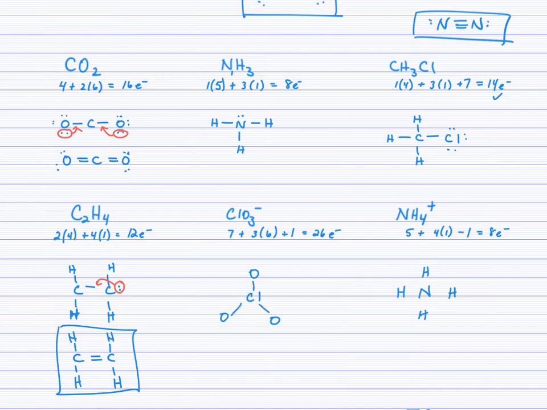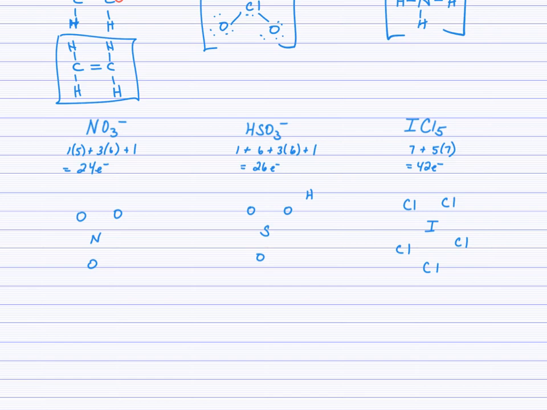Chlorate, 2, 4, 6, 8, 10, 12, 14, 16, 18, 20, 22, 24, 26. There we go, square brackets and charge. The chlorine's stable with 8 electrons, and so is each oxygen. Ammonium, 2, 4, 6, 8. There's our 8 electrons, everything's stable, square brackets, positive charge.